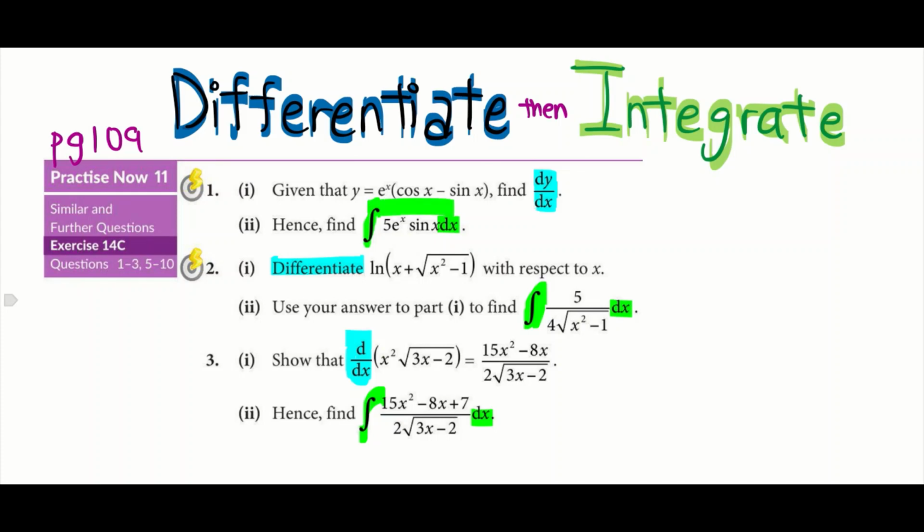And notice how the integration is the complex cases. We have never integrated these kinds before. But don't worry, we are going to use our part 1 to help us for part 2.